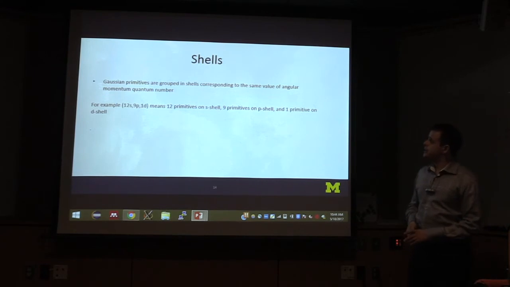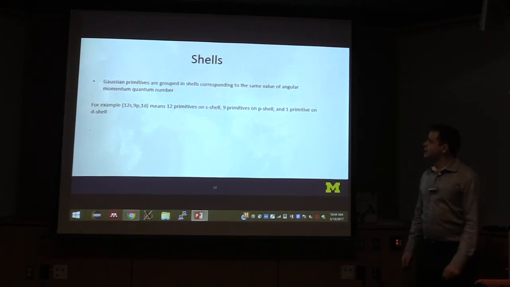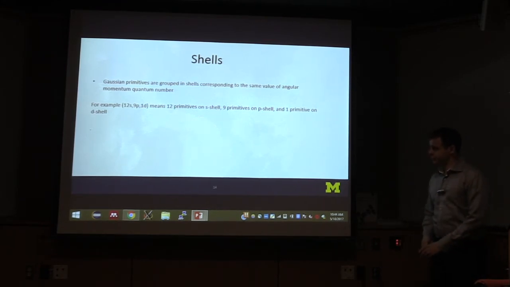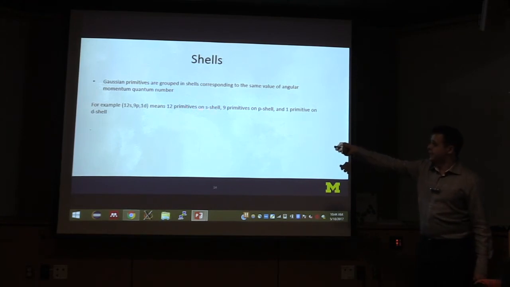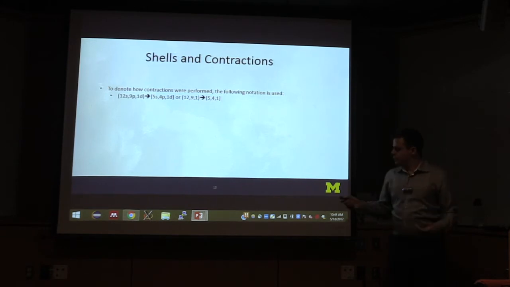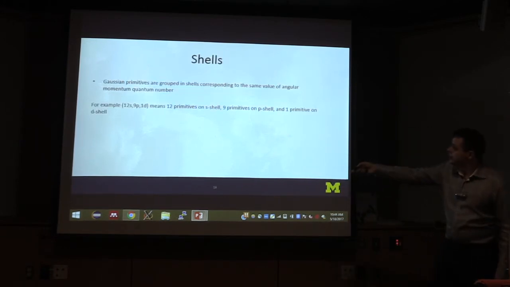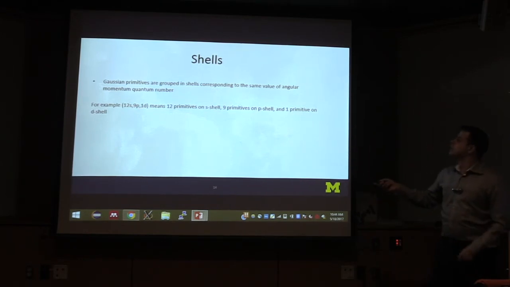Now I'm going to talk to you about shells. Gaussian primitives are grouped in shells corresponding to the same value of angular momentum. For example, 12s 9p 1d means that there's 12 primitives on the S shell, 9 primitives on the P shell, and 1 primitive on the D shell. Just one more comment: these are the total number of primitives, and they've just been grouped together. Okay?